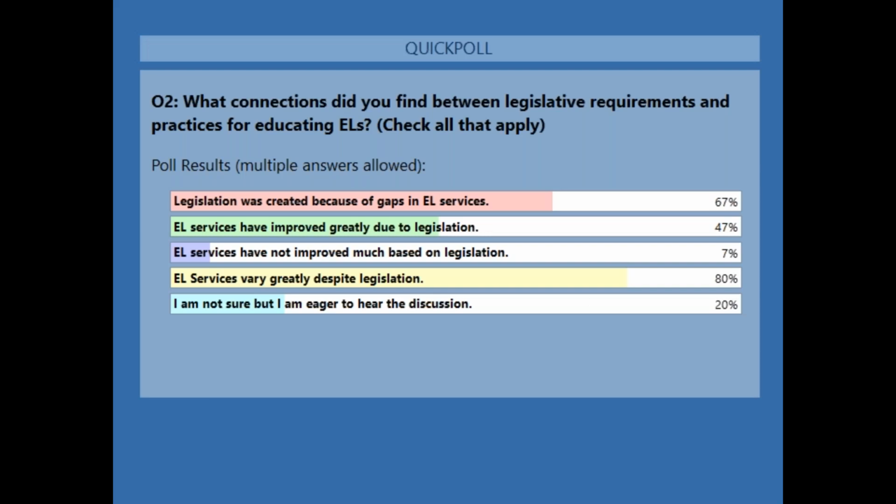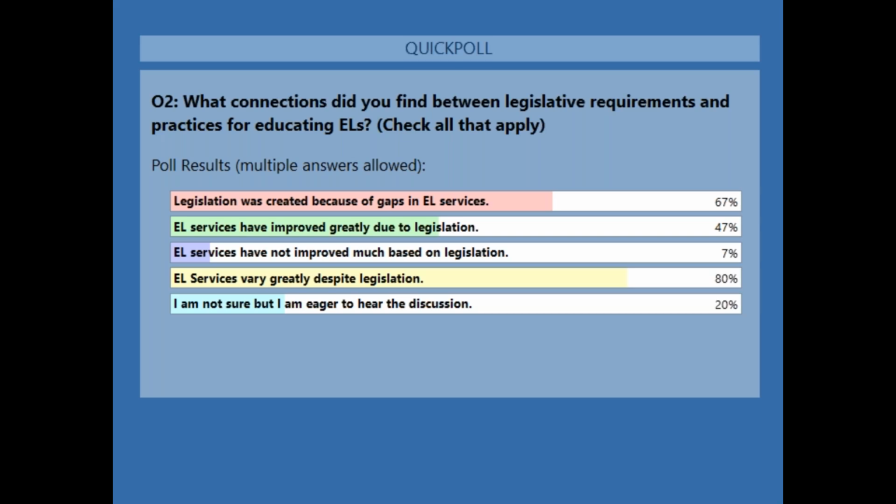As you can see, 80% of you said EL services vary greatly despite legislation. 2/3 of you, or 67%, say that legislation was created because of gaps in EL services. Almost half of you, 47%, said that EL services have improved greatly due to legislation. And 20% said you're not sure, but you're eager to hear the discussion. And just 7%, so maybe only 1 or 2 of you, say EL services have not improved much based on legislation. So there has been improvement overall.